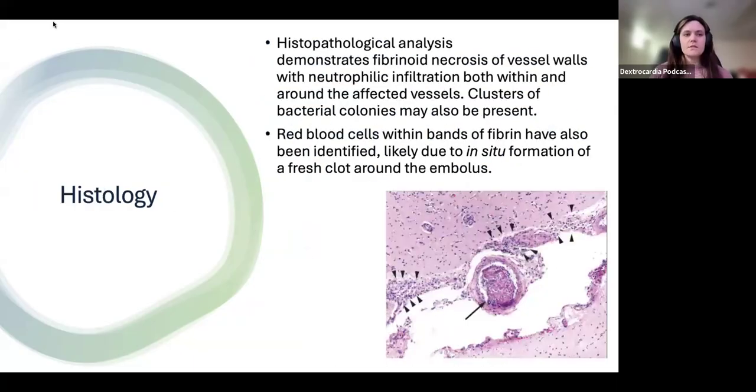And then, sorry, histopathologically, you can see the fibrinoid necrosis. I'm not the greatest at reading histology, but there's some necrosis in the vessel walls. You can see some neutrophilic infiltration within and around the vessels, and then you'll see clusters of bacterial colonies also present in them. They can have red blood cells within bands of fibrin. It's most likely due to it forming around it freshly versus it all coming at the same time, like it freshly forming around it as it travels.